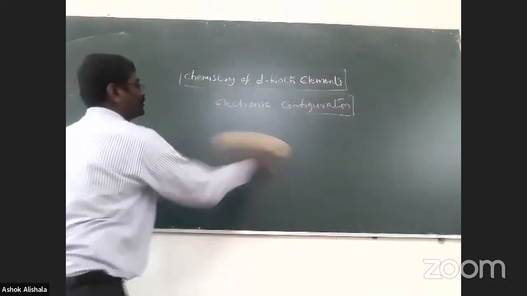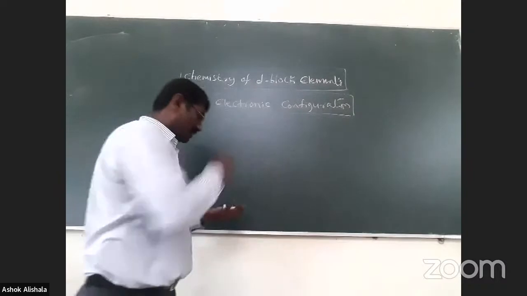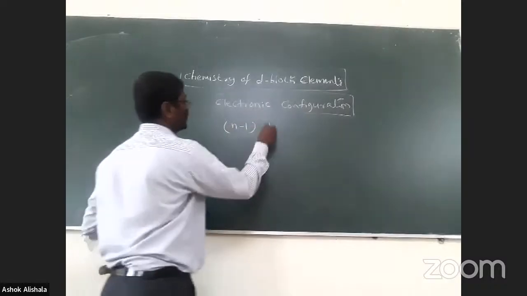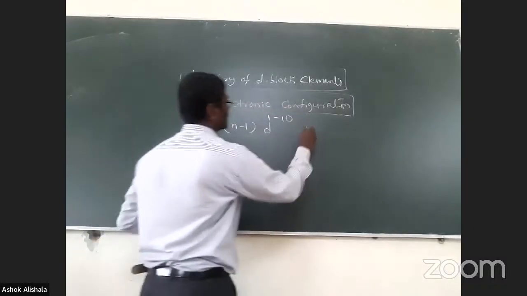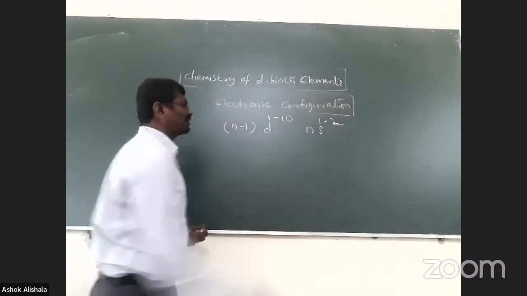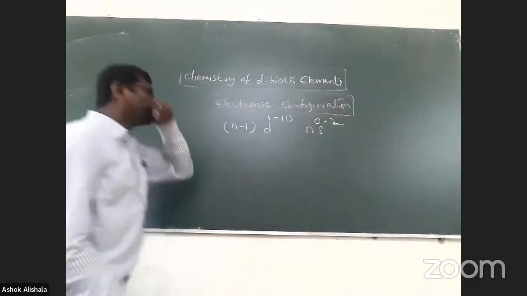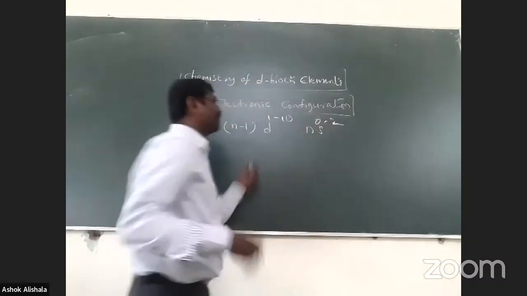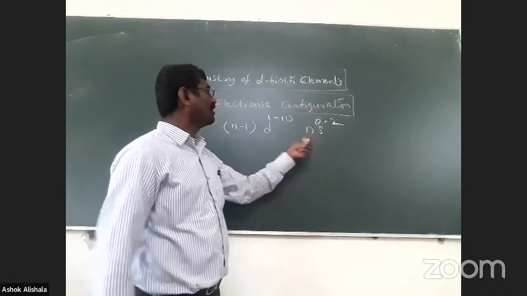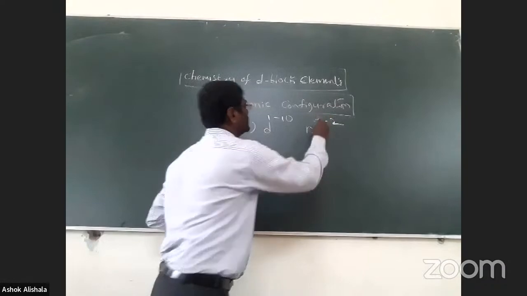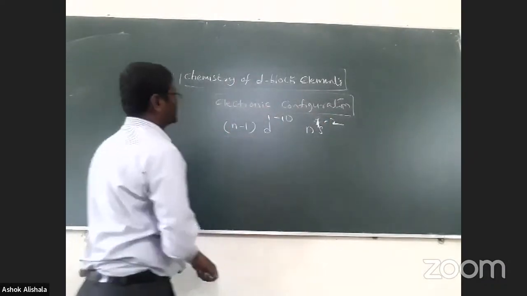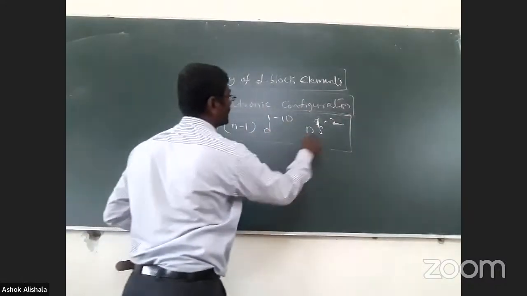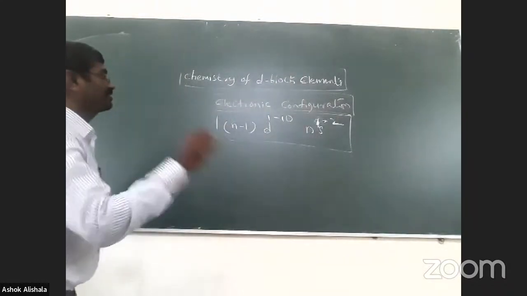Right. Now, the electronic configuration of the D block elements. The general electronic configuration of the D block elements is (n-1)d 1 to 10, ns 1 to 2. Sometimes it may be 0 to 2 also. In the majority of cases they will give this option. Rarely they may give exceptions, like palladium. So generally this is the configuration for the D block.